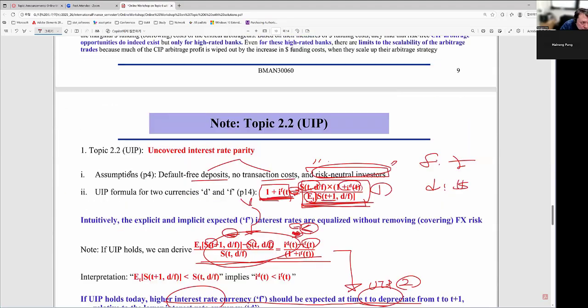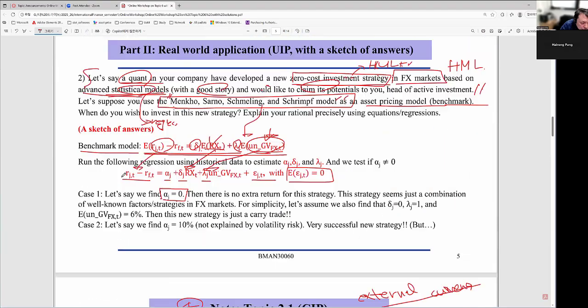So go back to the questions. If you find alpha j is equal to 0, that means why you are making money by implementing this strategy? It's just a risk premium from taking either the dollar risk factor or the volatility factor. There's no extra return. The return you are getting is just the risk premium. You don't earn more than the risk premium using this model. So for example, delta j is equal to 0, lambda j is equal to 1, and this factor gives you 6%, then what you are doing is just a strategy exposed to global volatility, or you may say that it's similar to carry trade.